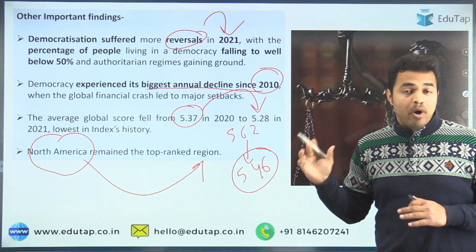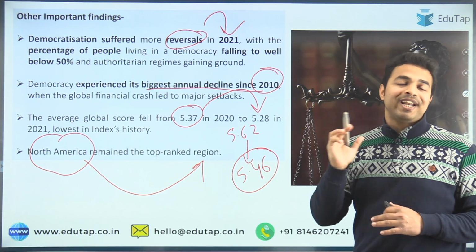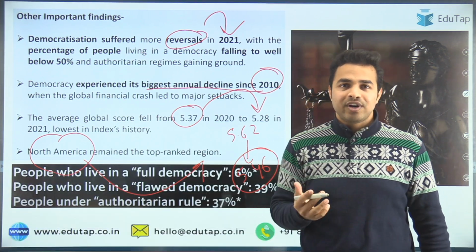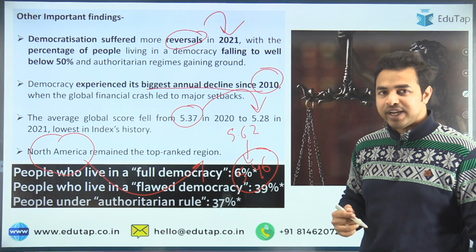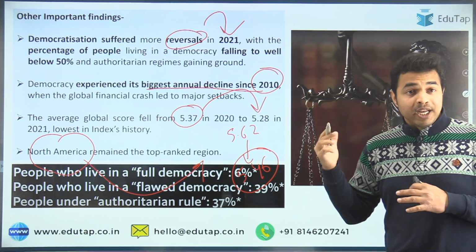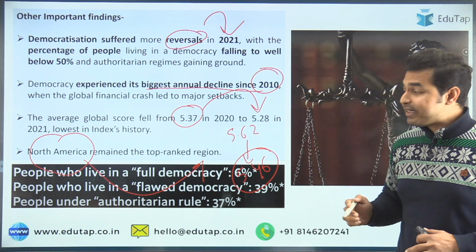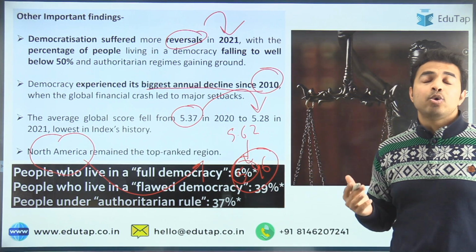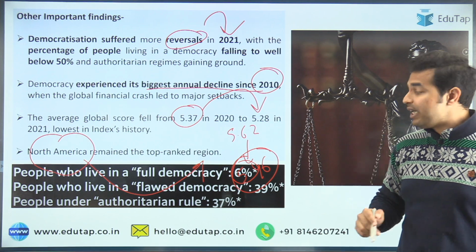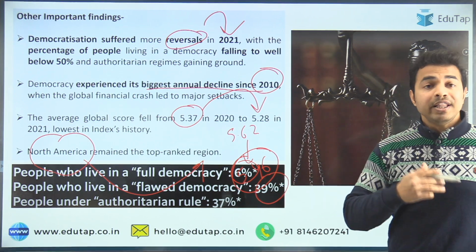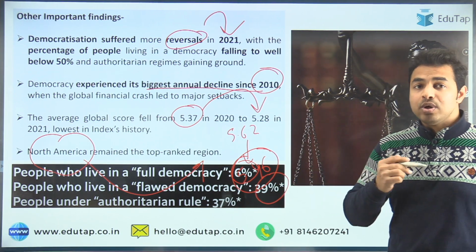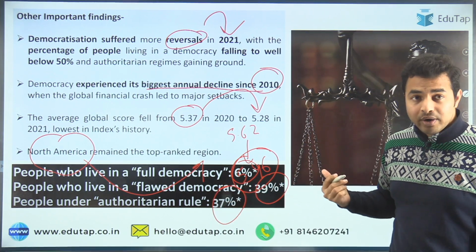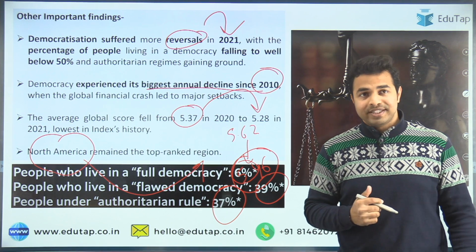So these were the important key findings from the Democracy Index 2021. Now let's move on to the very first practice question. But before that, I would like to tell you some other important data: people who live in a full democracy are 6% all over the world. The people who live in a flawed democracy are 39%, and the people under authoritarian rule stand at 37%.